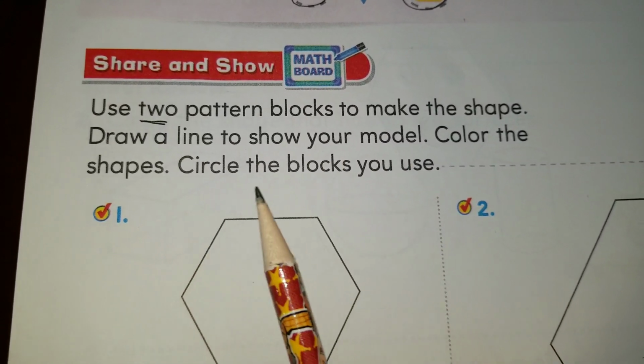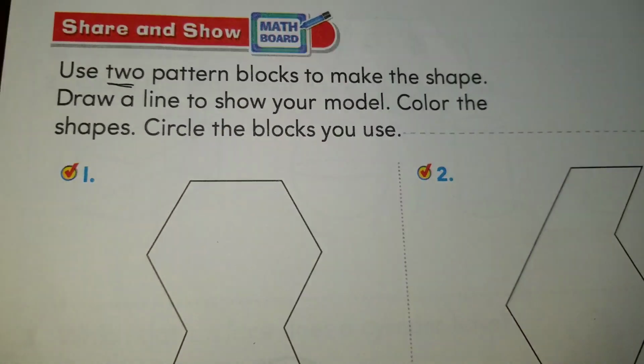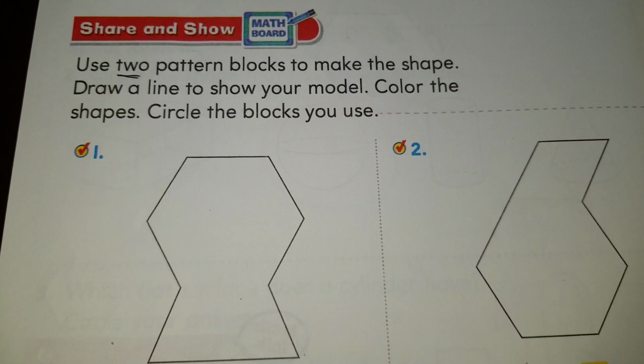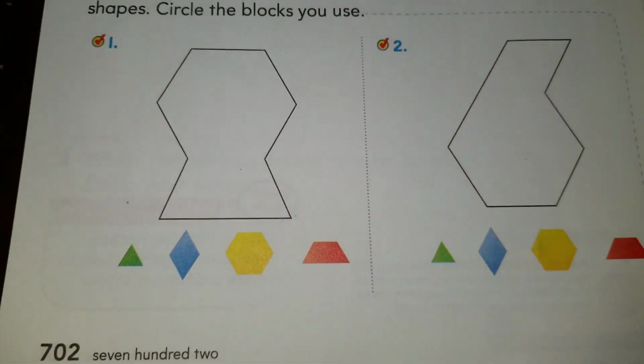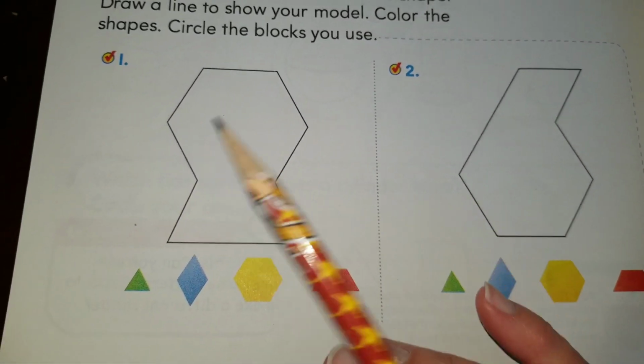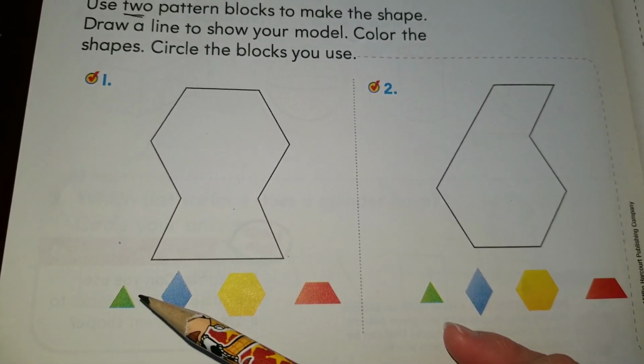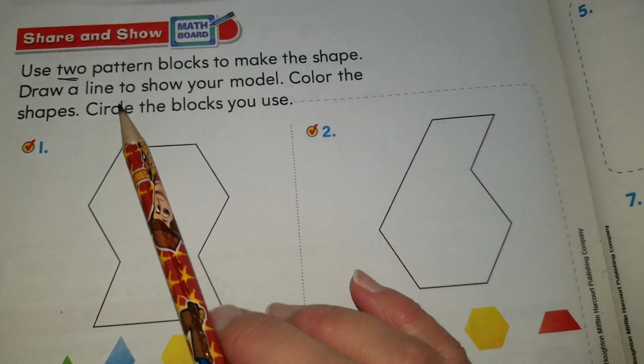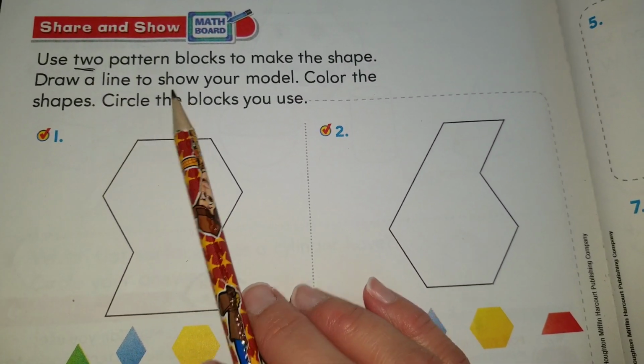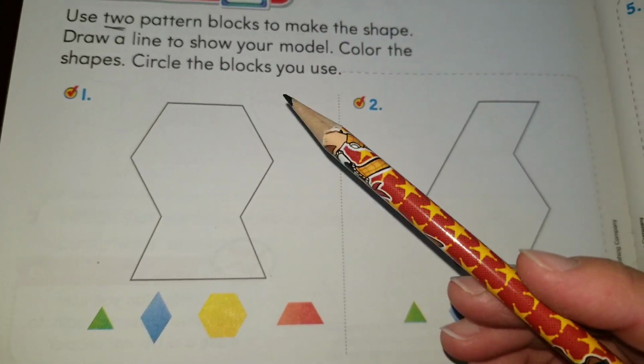Color the shapes. Circle the blocks you use. So that's something that you can also do. You can color the shapes, right? Alright, so which are the shapes that we are using to make the new one? Are we using a triangle? We might, but don't forget, they only want us to use two blocks, 2 shapes. Alright.